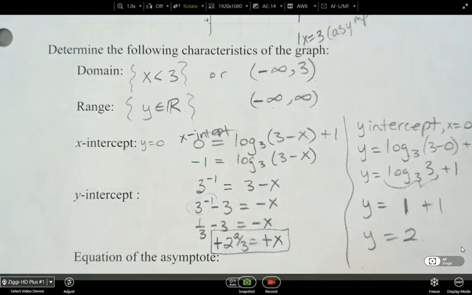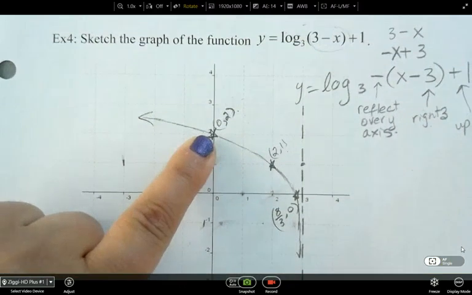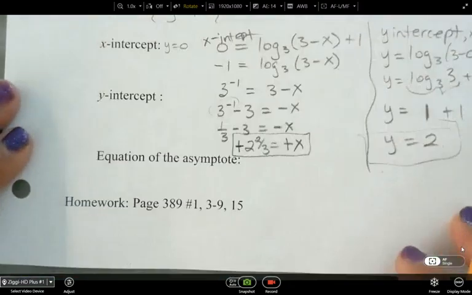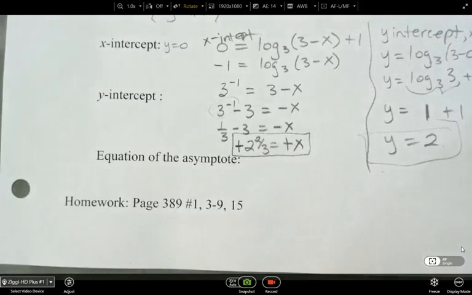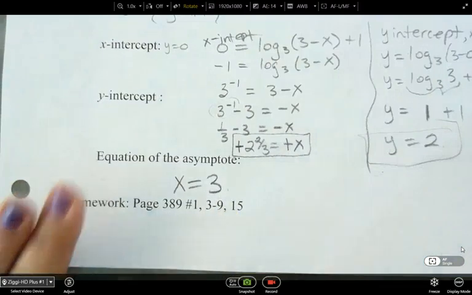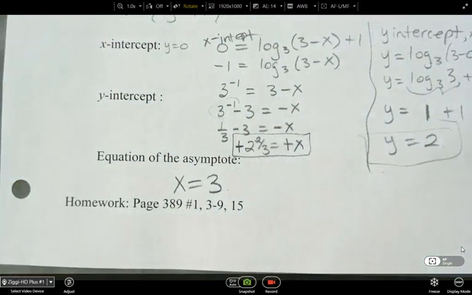What is my y-intercept? Does it jive with what my graph had? Yes, it jives. Okay, so for those of you folks who don't know what the word jive means, in my world it means, does it concur? Okay, so yes it does. It agrees. It goes with. And what's the equation of the asymptote? X equals 3. Awesome. Done.